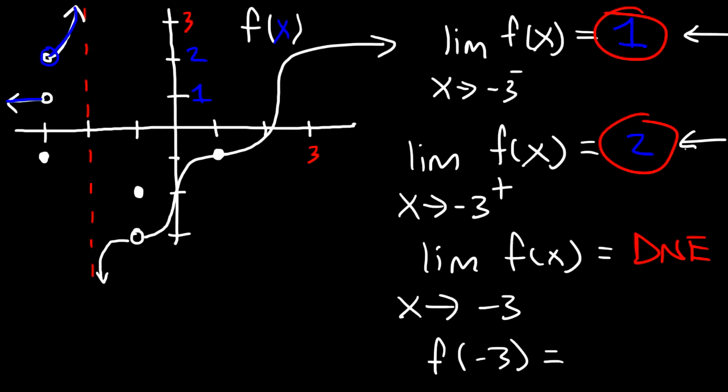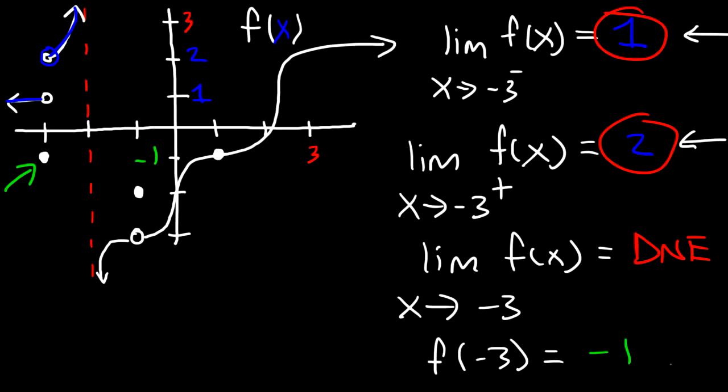Now what about the last one? What is the value of f of negative 3? So when x is exactly negative 3, what is the function value? In this case, you need to look for the closed circle at an x value of -3. And basically, that closed circle has a value of -1 on the y-axis. So f of -3 is equal to -1.